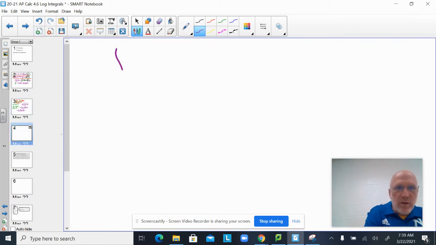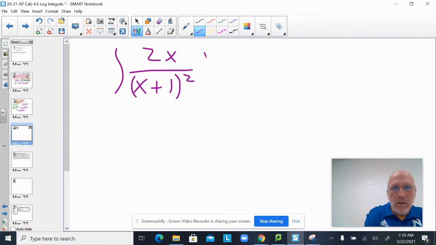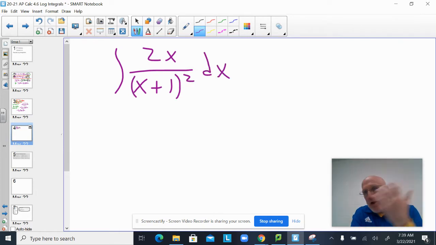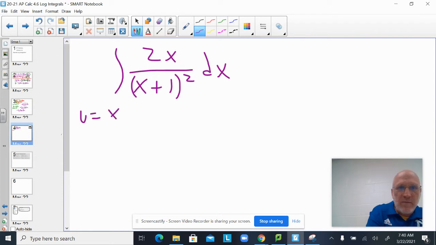Okay, next example. That is the integral of 2x over x plus 1 squared dx. So what do I call u? I don't see something whose derivative is right there. But again, if I were to call u x plus 1, I would at least have a u squared in the bottom. That I kind of like. So let's start with that. U equals x plus 1. So the derivative of that is just dx.